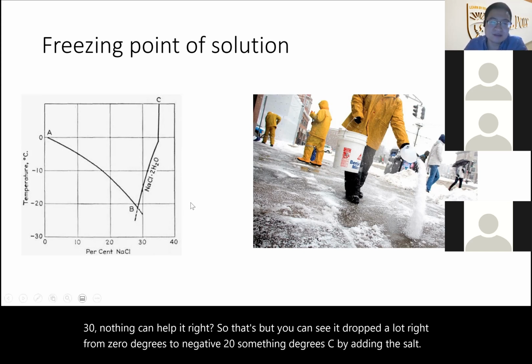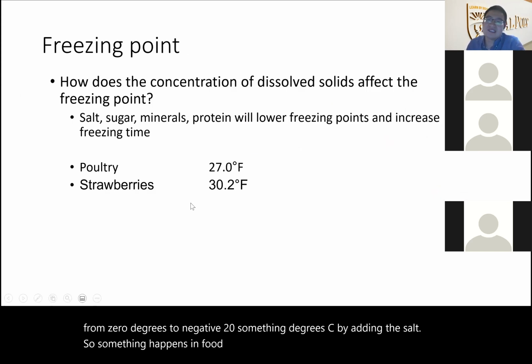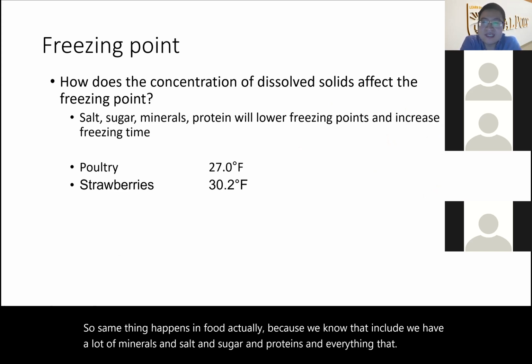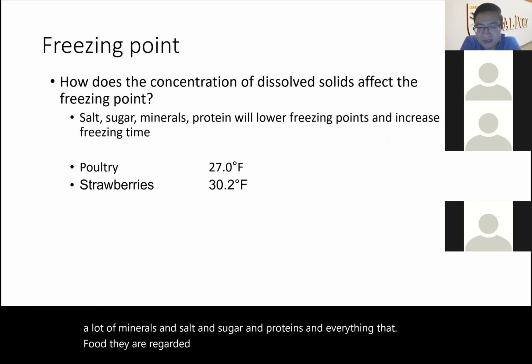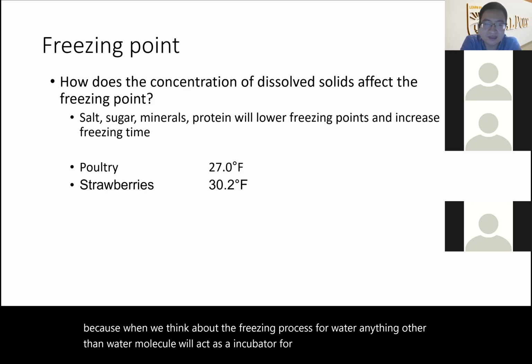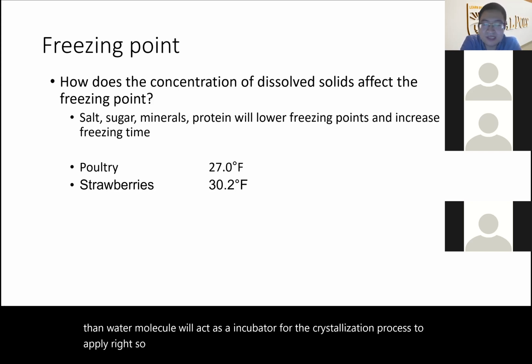The same thing happens in food, because in food we have a lot of minerals, salt, sugar, proteins, and everything else, and they are regarded as impurities in water. When we think about the freezing process for water, anything other than water molecules will act as an inhibitor for the crystallization process, right? So when we look at foods in general, poultry products will freeze at 27 degrees F.